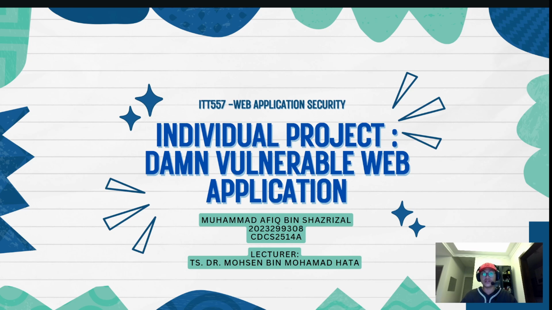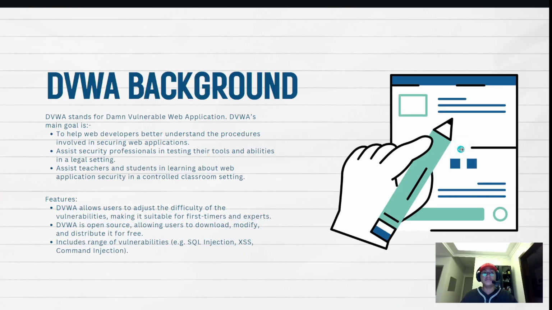So I'll be presenting for my ITT557 individual project, which is titled Damn Vulnerable Web Application. So what is DVWA? DVWA stands for Damn Vulnerable Web Application. Its main purpose is to help web developers understand the procedures involved in securing web applications, to assist security professionals in testing their tools in a legal setting, to assist teachers and students in learning about web application security in a controlled classroom setting.